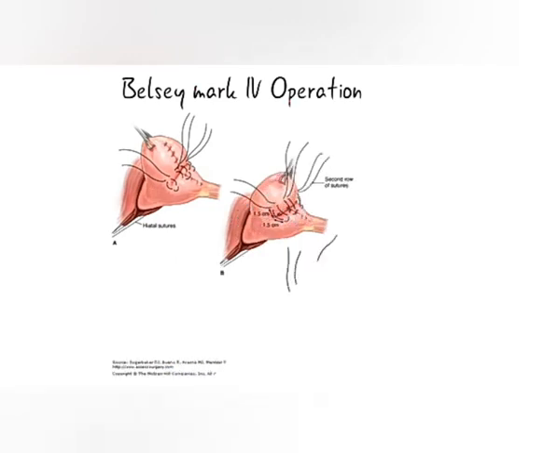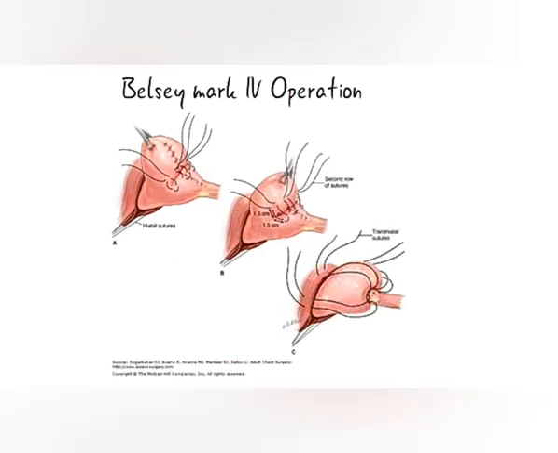Next is Belsey Mark IV operation. In the Belsey Mark IV operation, 3 layers of sutures by thoracotomy are done. In the first row, 4 interrupted silk sutures between the anterior surface of the esophagus and the adjacent fundus of the stomach, so as to wrap the stomach around the anterior two-thirds of the esophagus. Second row, sutures between the esophagogastric junction and the undersurface of the diaphragm to maintain the junction below the diaphragm. Third row is the posterior sutures to tighten the opening and thus formation of the valve.